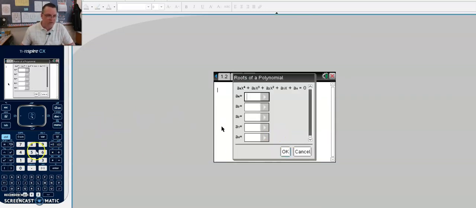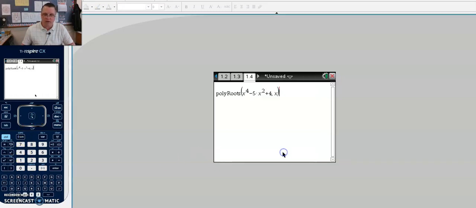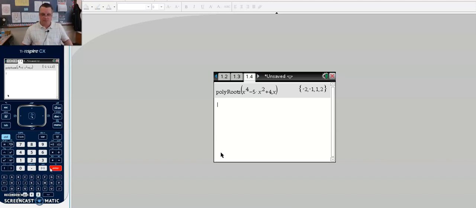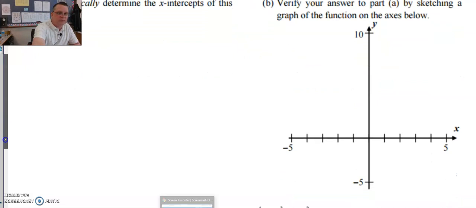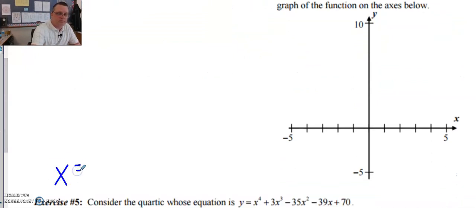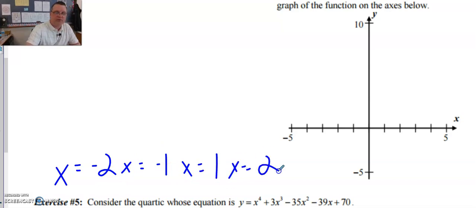So my x to the fourth is 1. There is no x cubed, 0. X squared is negative 5. X to the first is 0. And the constant is 4. Okay? Negative 2, negative 1, 1, 2. So we have x equals negative 2, x equals negative 1, x equals 1, x equals 2.